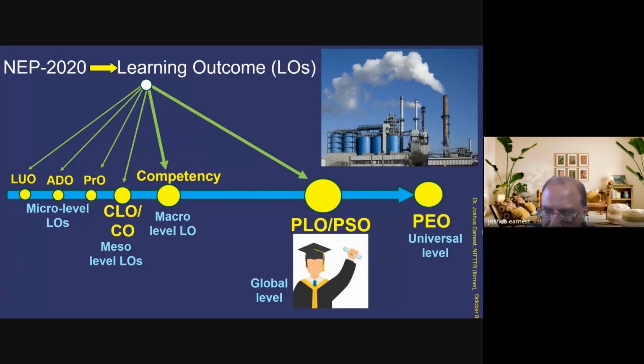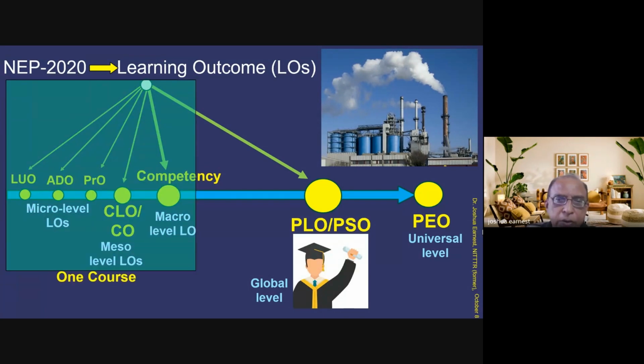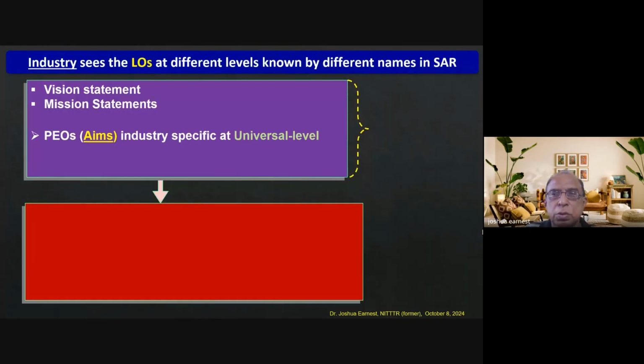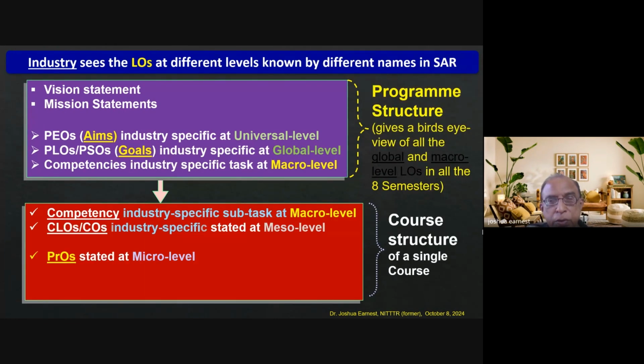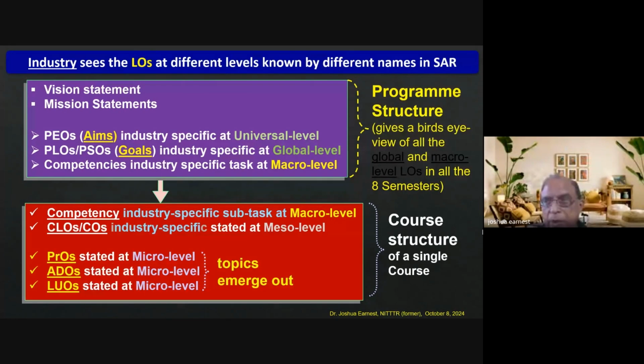How that has to be developed, I will have to show. Each course will have a competency. It will have a CO. It will have PROs, ADOs, and LUOs. So for one course structure, we will try to see how this can be developed. Okay, let's go ahead.